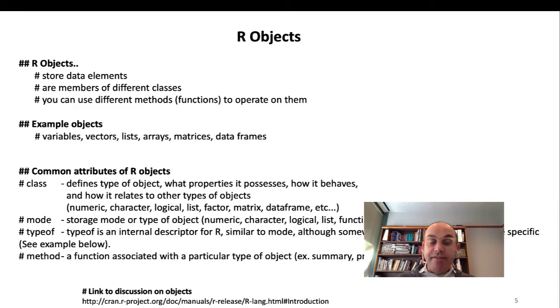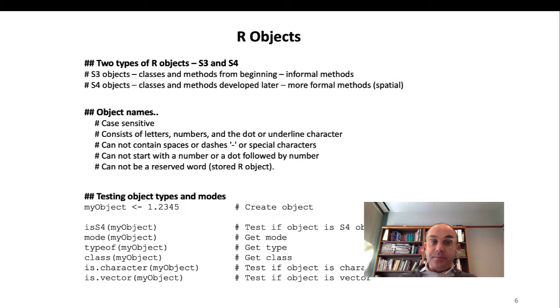Common attributes of our object with regard to classes is the idea of the defined type of object, which helps us to define what it entails, and the mode and the type of object. That's part of how we operate with regard to R. So there are two types of R object, S3 and S4.